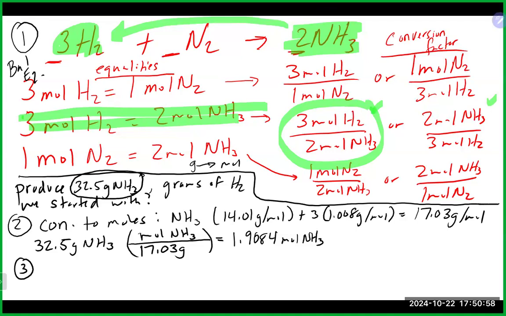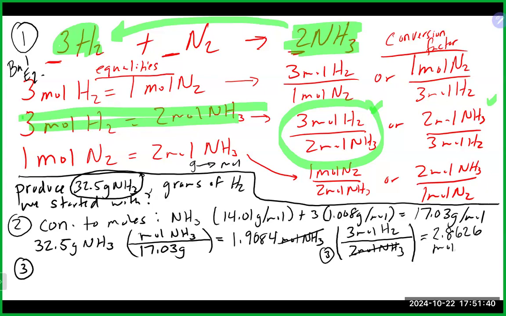We would take our number that we had there. Actually, I'll do it up here so you can see it a little better. For our third step, we're going to use our mole to mole relationship from the equation: 2 moles of NH3 gives us 3 moles of H2. That is the big stoichiometry move right there, that little conversion factor that takes us from NH3 in this example to H2. Basically, we're going to multiply by 3 and divide by 2. Again, I'm not going to round too much. We'll get 2.8626 moles of H2.